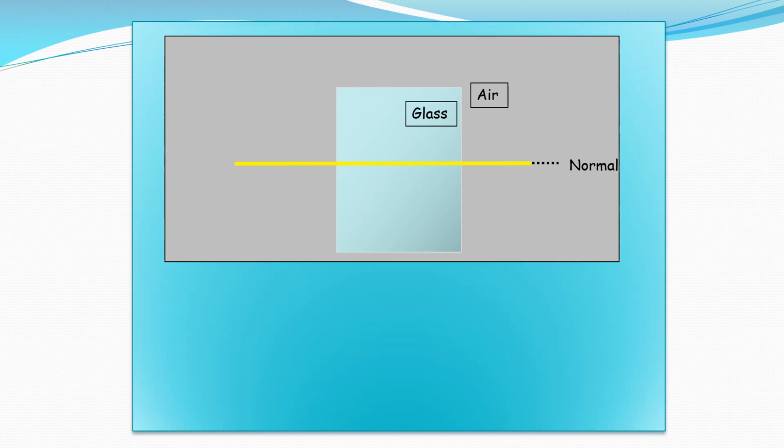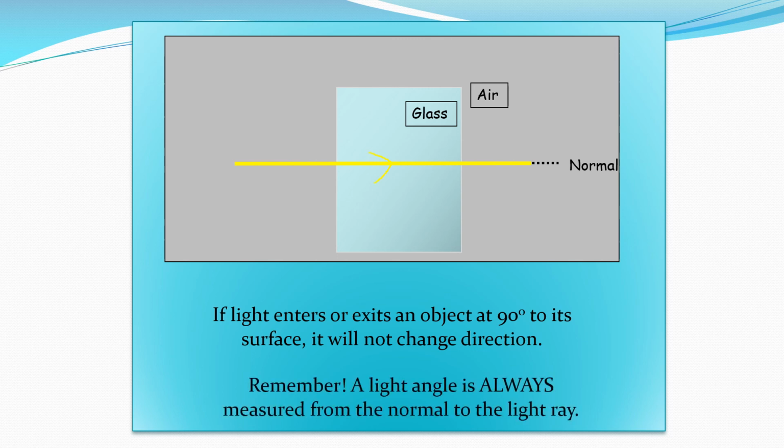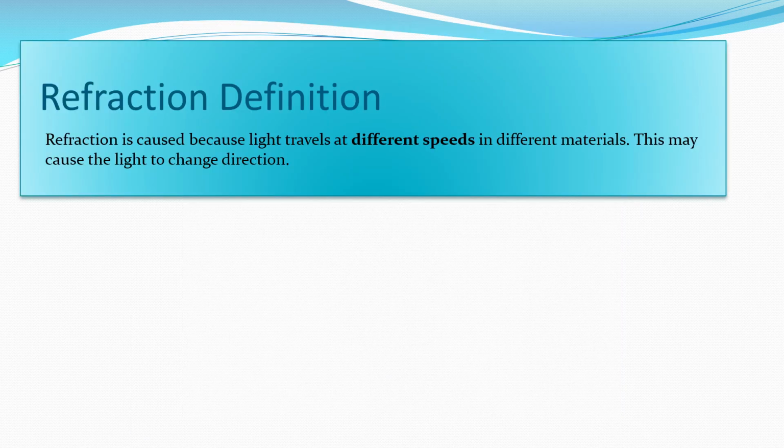Right. One last bit about refraction. What happens if it's not going in at an angle at all? So if we're looking at this here, you can see that this is our normal. You can just about see it. But the reason you can't see it at all is because the light is coming in exactly on the normal. And in that case, it does not change direction. If the light enters or exits an object at 90 degrees to its surface, so on the line of the normal, it won't change direction. It goes in and out in exactly the same straight line as before. But remember, the light angle is always measured from the normal to the light ray.